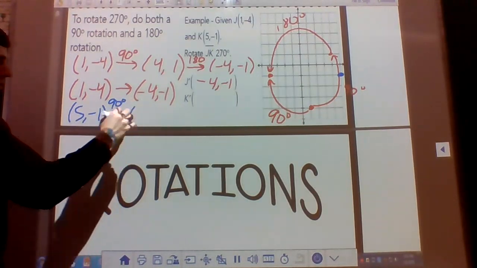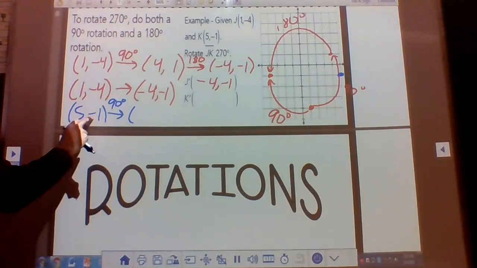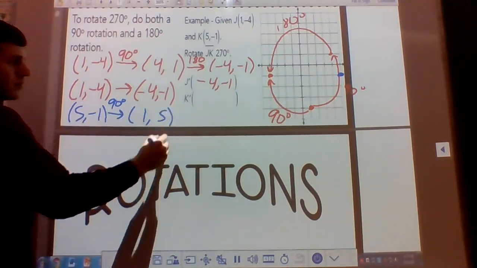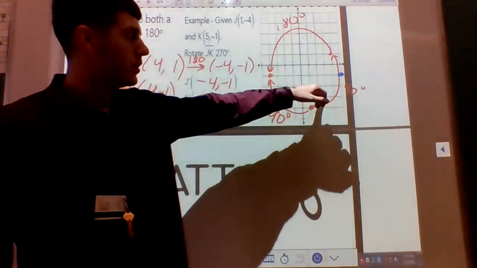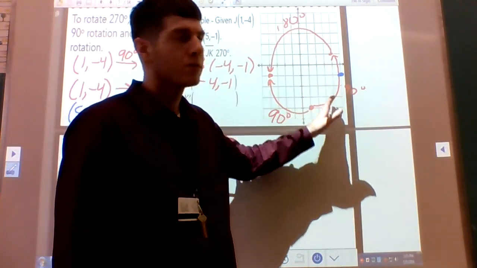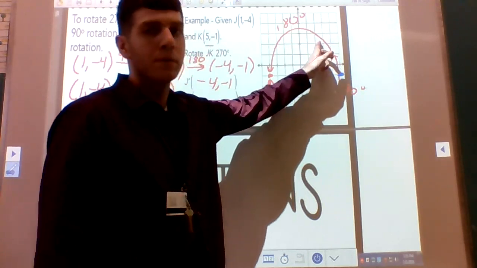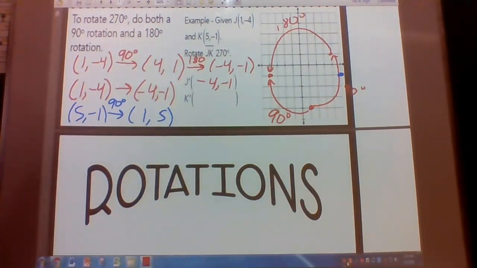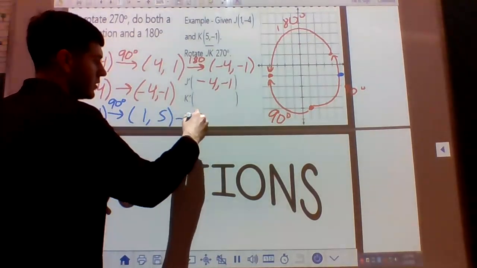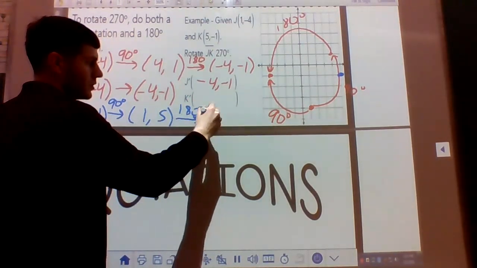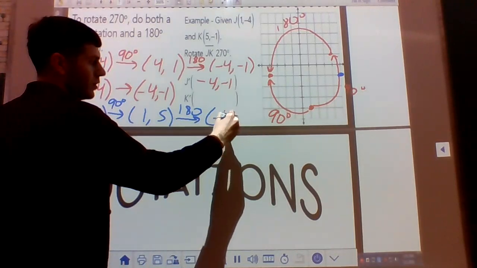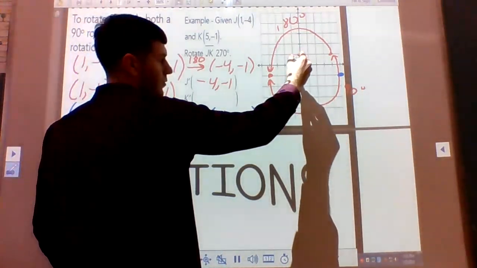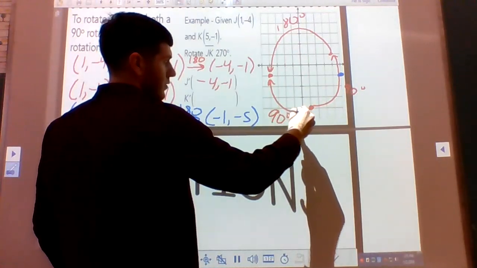we got to flip the numbers. So 5, negative 1. Again, we don't care about the negative, so we just flip them. 1 and 5. 5, negative 1 is in quadrant 4. So if we rotate counterclockwise, it's going to be in quadrant 1. The signs for quadrant 1 are positive and positive. Then we can do a 180, where we switch the sign. So positive 1 becomes negative 1. Positive 5 becomes negative 5. So we should be at negative 1, negative 5.